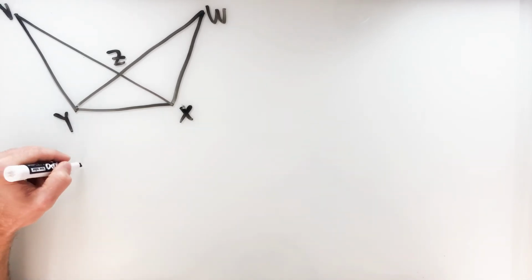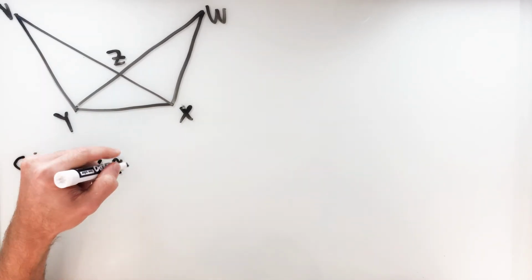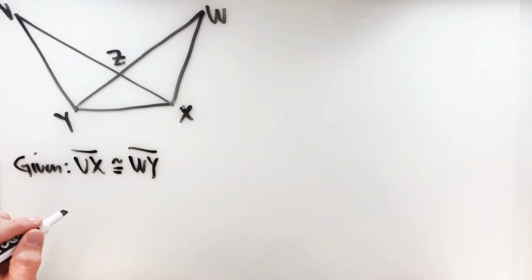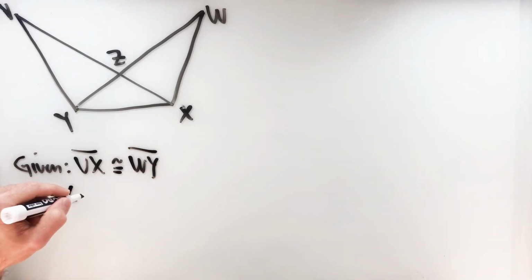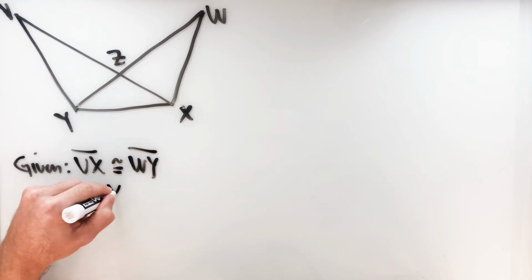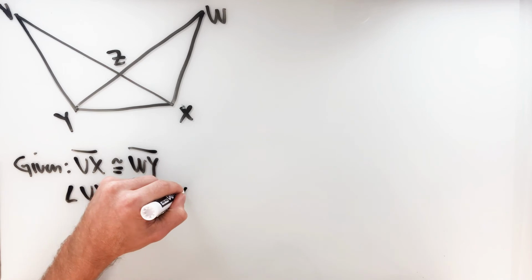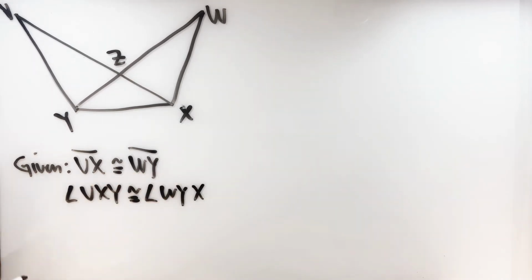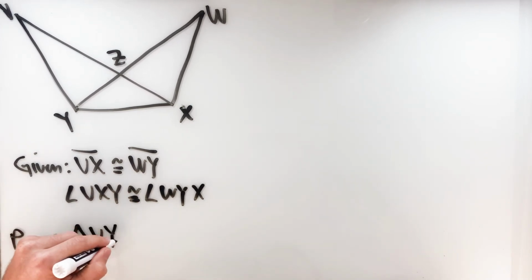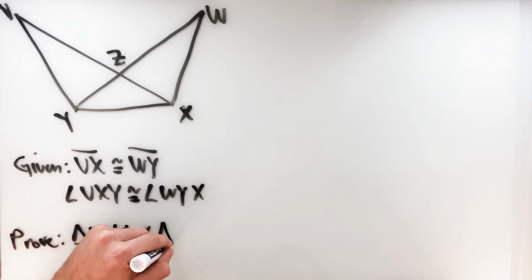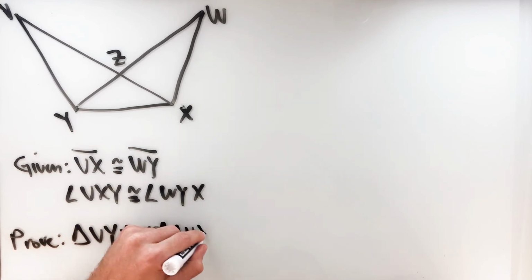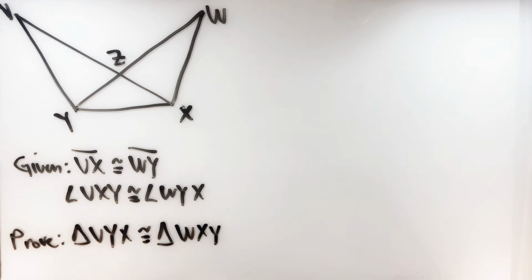Let's say that Vx is congruent to Wy, and let's say angle Vxy is congruent to angle Wyx. And what we're trying to prove in this case is that triangles Vyx and Wxy are congruent. Okay, so Vyx and Wxy.